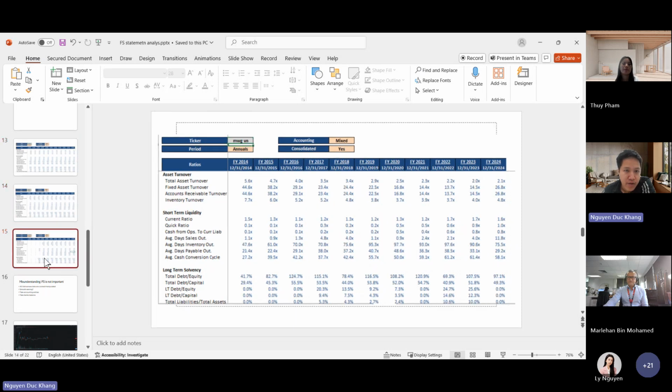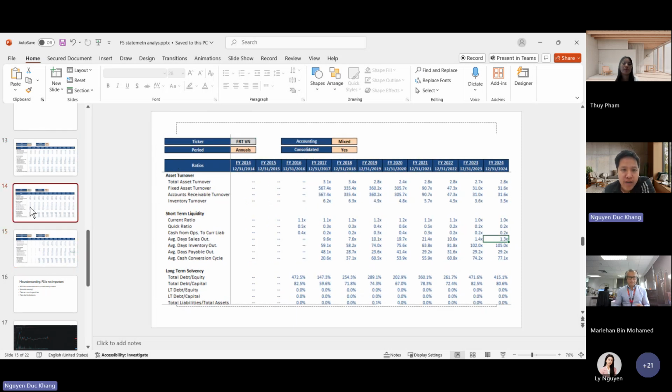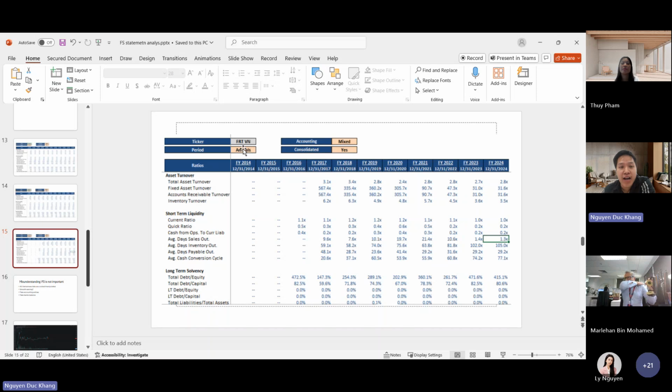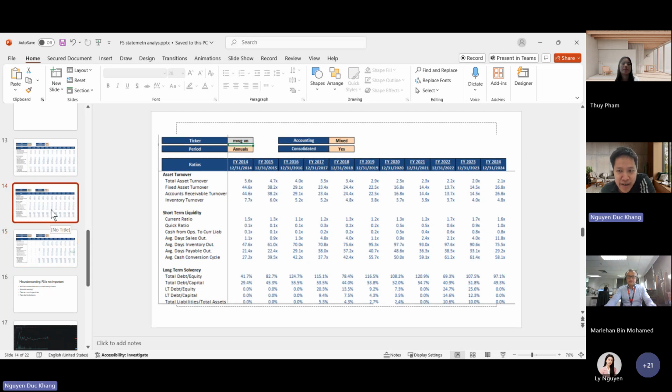For example, if I want to analyze the financial statement of Mobile World, I won't compare it to SPG. I will compare it with FRT, the FPT shop, also another electronic device reseller. And we can see that they have quite similar ratios.